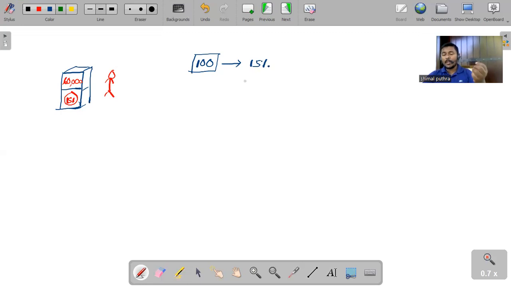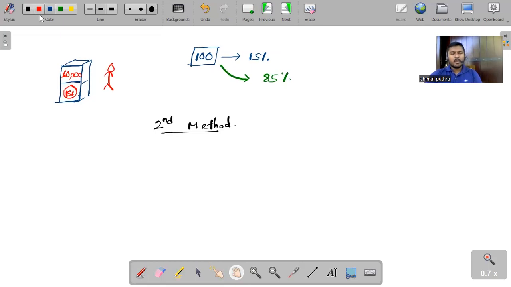Then what is the amount that I should pay? From the 100, he will reduce 15%. That means I should pay 85 rupees. That is for 100. Imagine what will happen for the 60,000. So the amount that has to be paid, within one step I can find. So from the second method, within one step we can find the amount that has to be paid.